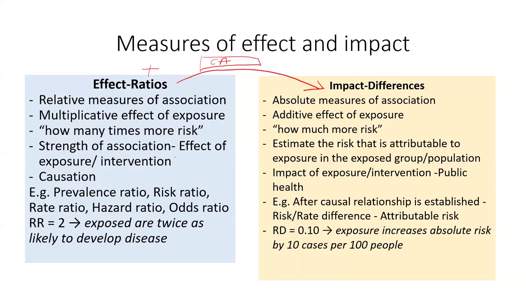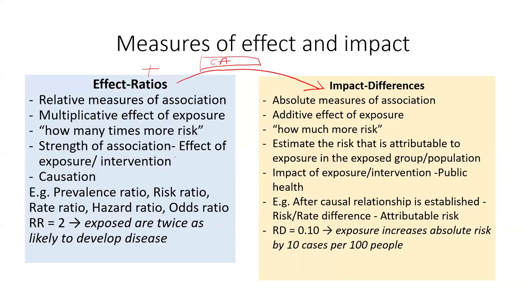The answer which they tell us is how much more risk do the exposed have as compared to the unexposed. So the ratios were telling us how many times more risk is there, while the differences are telling us how much more is the risk in the exposed as compared to unexposed.